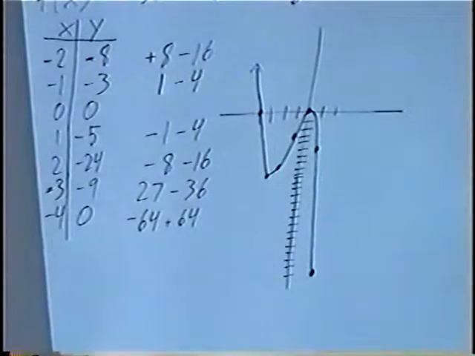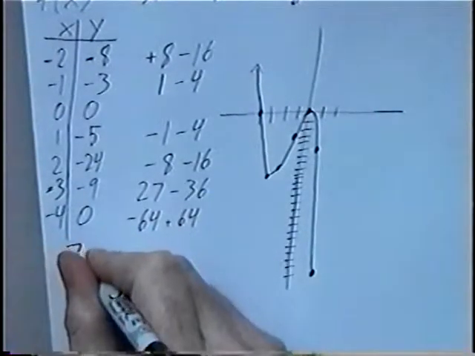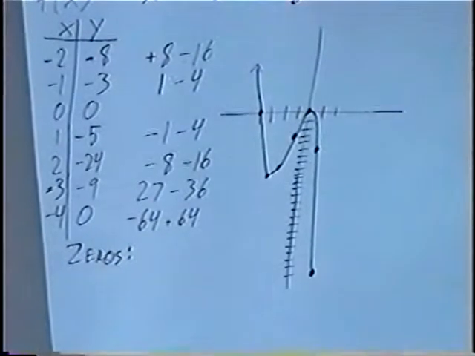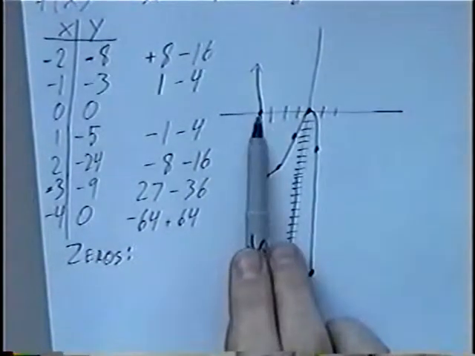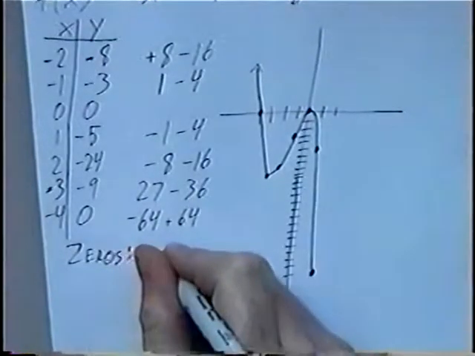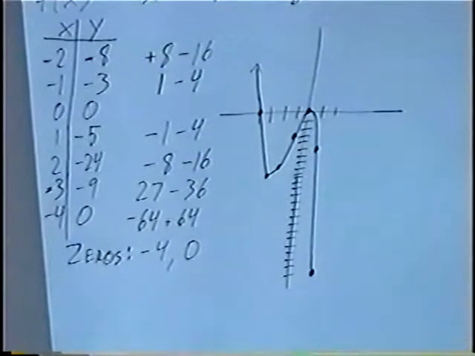And last part, we can determine the zeros. Zeros again are where it crosses the x-axis. In this case we have two zeros and they both point at integers. We have -4 and 0, so the two zeros would be -4 and also 0.